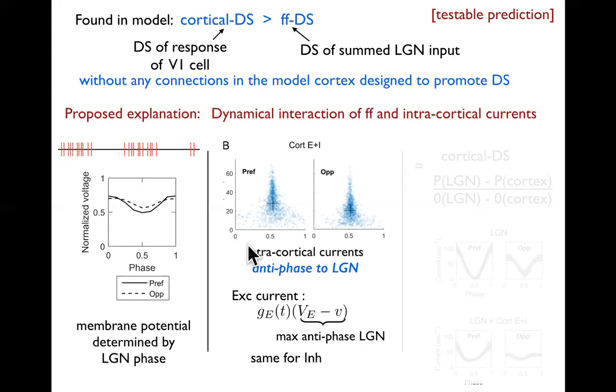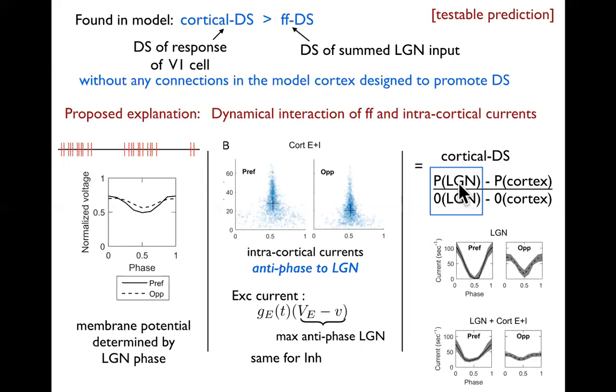If you do some simulations, you will find that, here is the LGN phase, and this is the current, and you find that they're all gathered around in the middle. So they're antiphase. Now if you look at the feedforward one, it is the pref for LGN divided by the opp for LGN. If you look at the cortical one, it is the pref of LGN minus the pref of cortex, minus because they're antiphase, because we are counting F1 and they're antiphase.